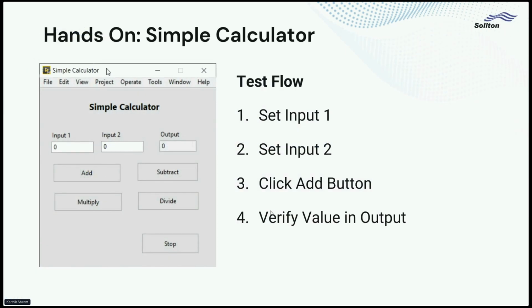Here I have a very simple calculator, which has two numeric inputs, one numeric output, and different buttons for different functionalities. Let's say I want to test the add functionality. The flow will be something like: I want to set some value to input 1 and some value to input 2, and then I need to click on the add button. After clicking the add button, I need to verify the value present in the output indicator. So this is how the flow will be. Now let's dive in and see how we can create this test flow using Drona.